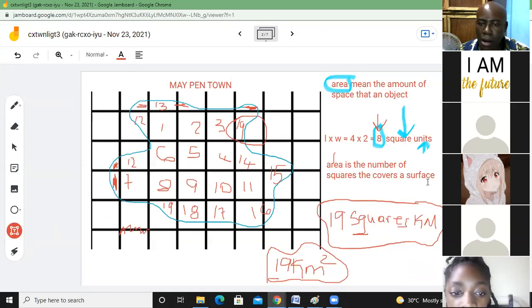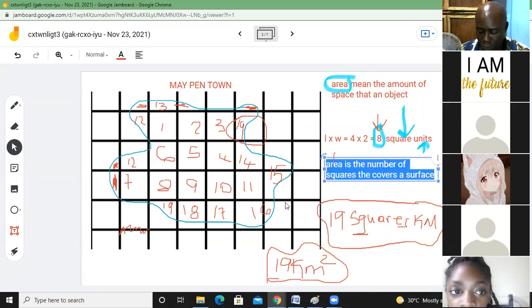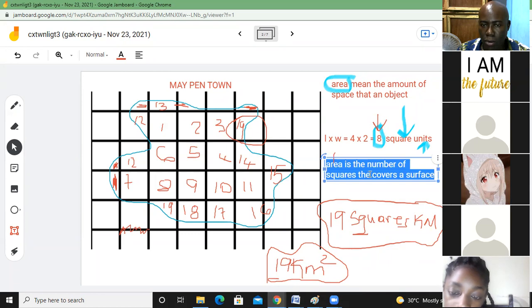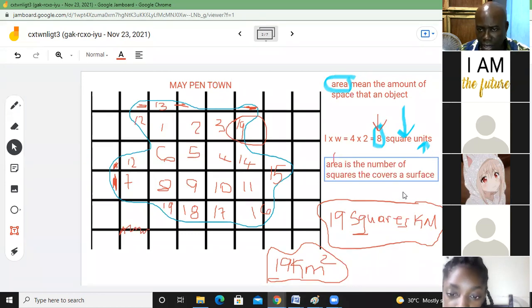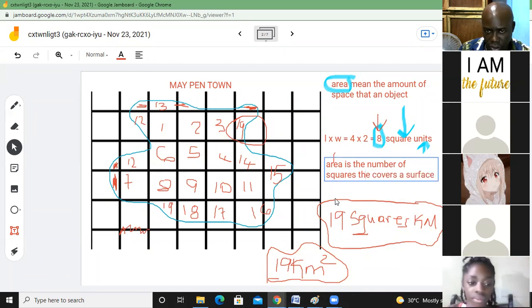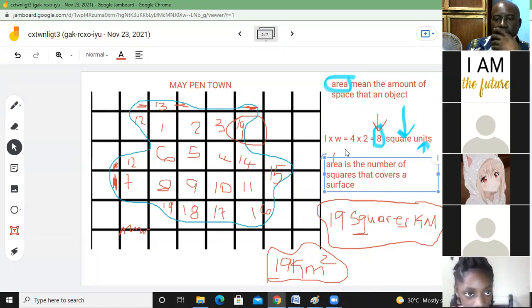I wrote the wrong thing here. Let me fix this. Area is the number of squares that cover the surface. Hold on, what's wrong with my thing? Do you see my cursor jumping? The number of squares that covers. Yeah, it was a typo on my part, because when I was reading it just now, it just didn't sound nice. And I hate those little things. So we're saying that area is the number of squares that covers a surface.